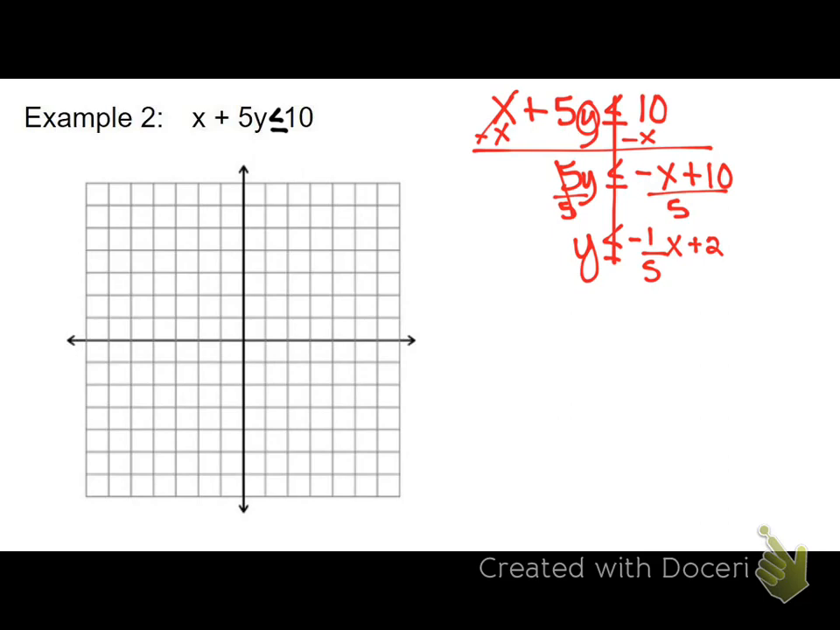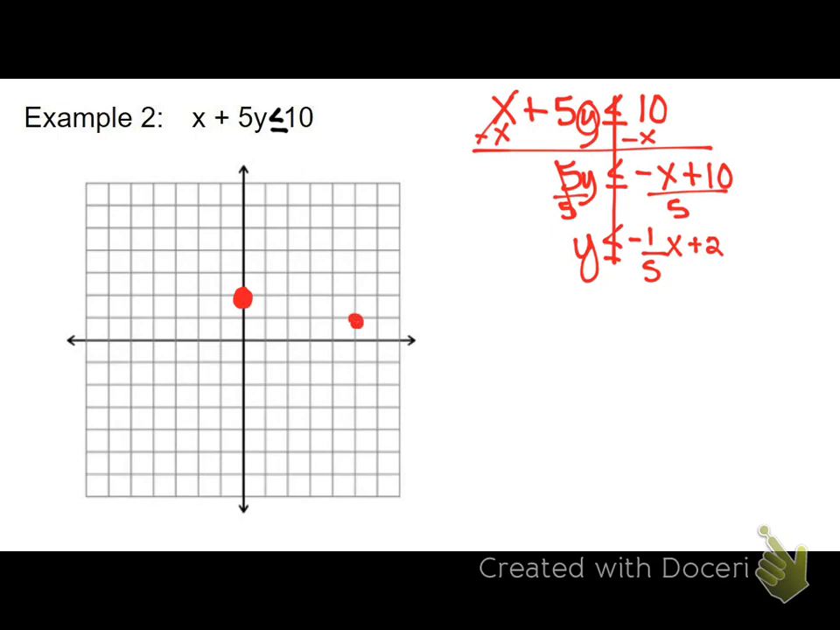So I have my inequality written in slope-intercept form, so then I'm going to go ahead and graph it. What do I graph first? The 2 on the y-axis, right? So I'm going to start at my origin, go up 2. Okay, now what, Riley? Down 1 and over 5.